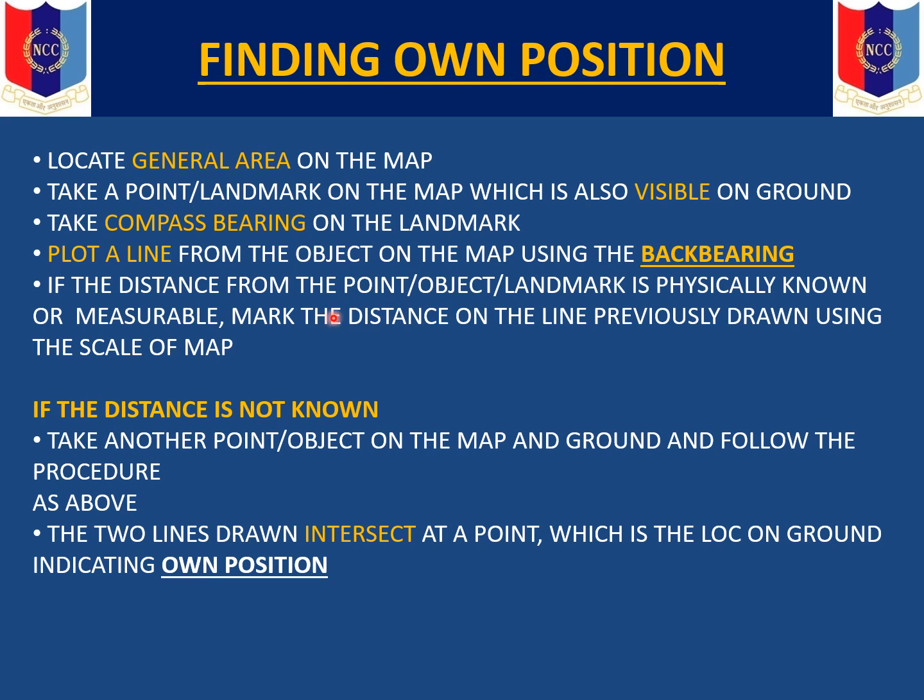If the distance from the point, object or landmark is physically known or measurable, mark the distance on the line previously drawn using the scale of the map. Now if the distance is not known or if it's too large, take another point on the map and ground and follow the same procedure. Wherever the two lines intersect, that is your own location on the map.